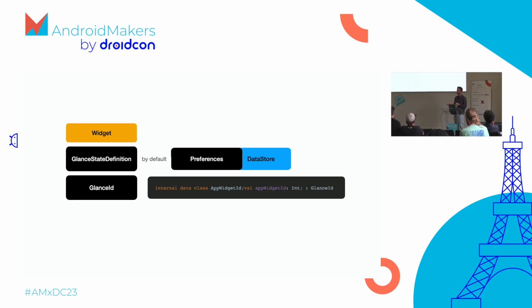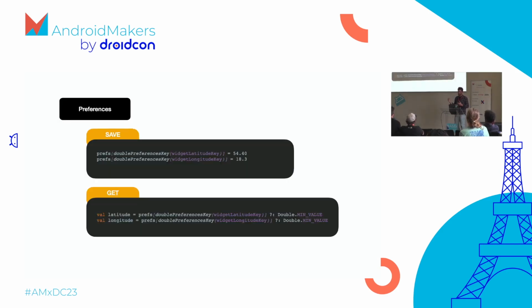But if you work with widgets, you know that those app widget IDs were changing constantly. If you were rerunning the system, the app widget ID was changed. The Glance ID is not doing that. So it's a huge improvement, in my opinion, because this Glance ID stays forever the same number. So you have the unique number that stays with your widget.